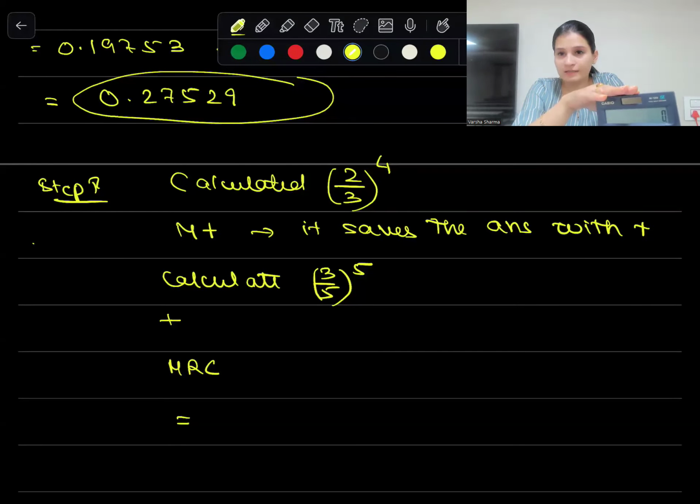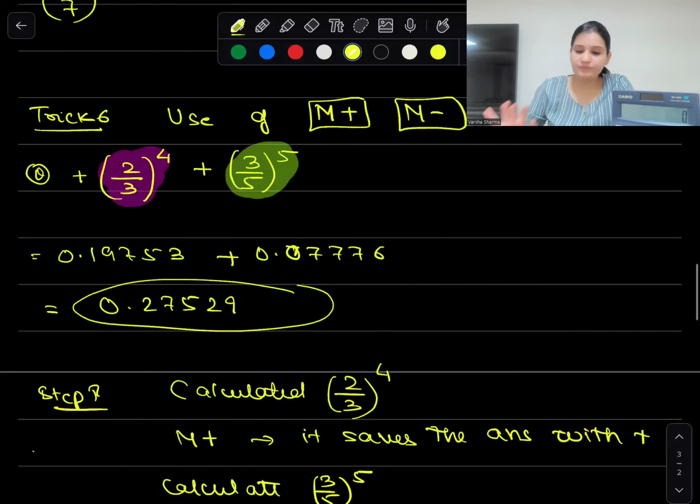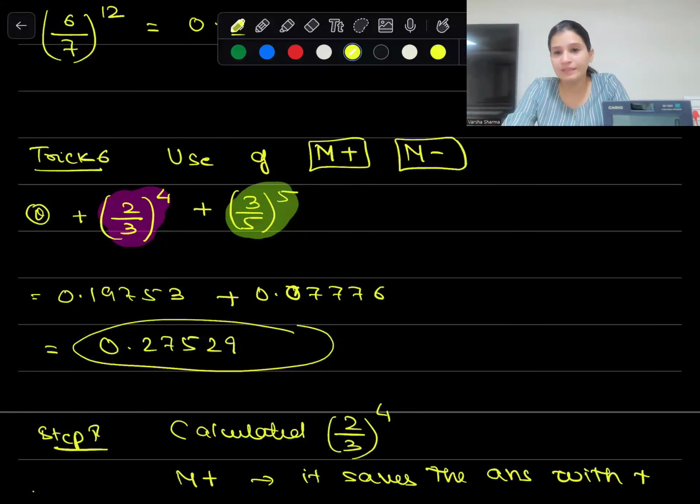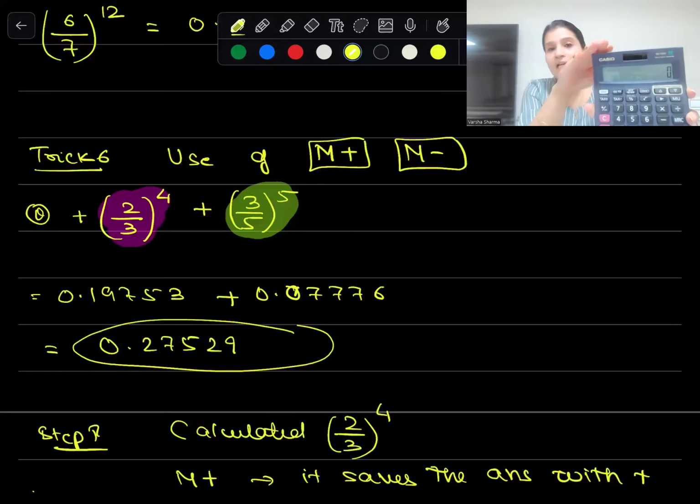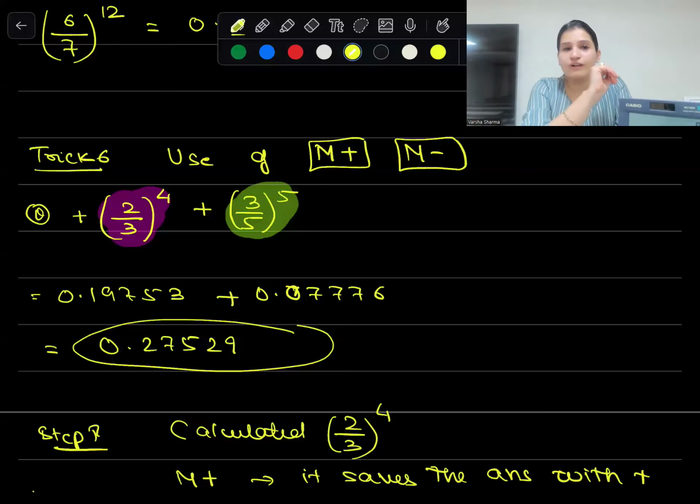Excuse me, ma'am, can you please repeat the step again? Sure. We'll do it with this sum. First, everyone do it with me. Everyone repeat it with me. First, on your calculator, can you all find the value of 2 by 3 power 4?